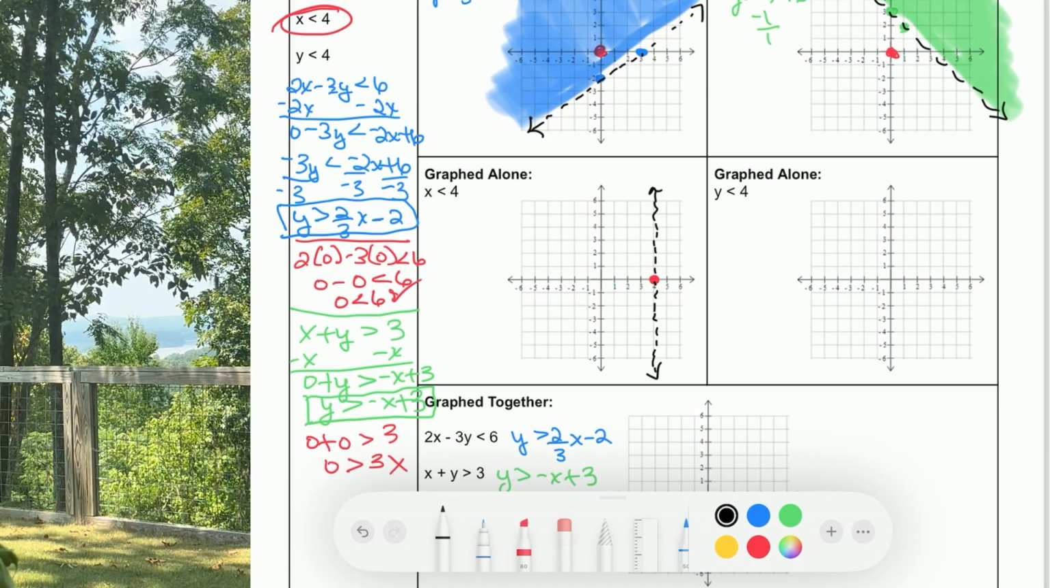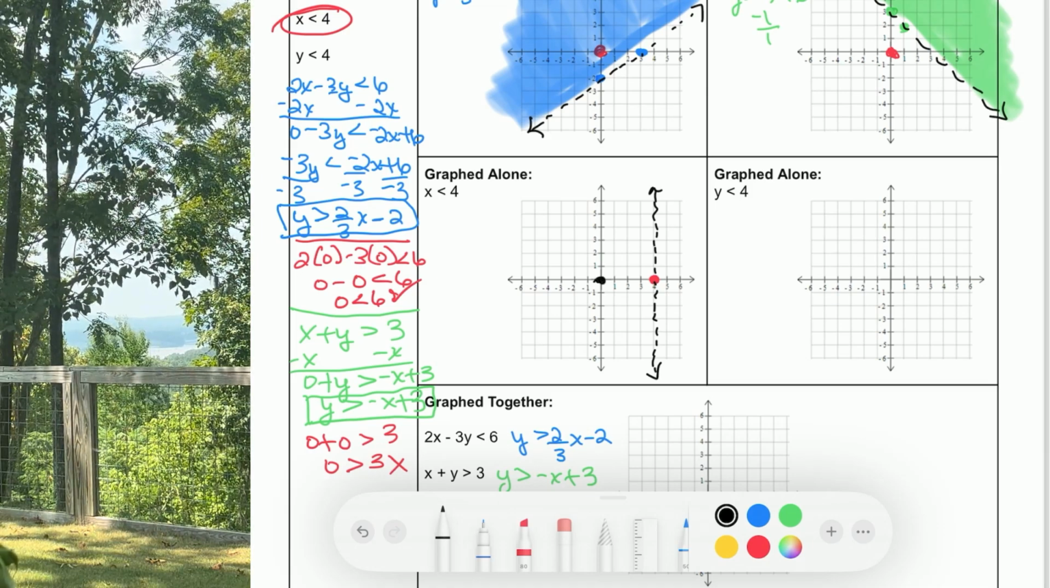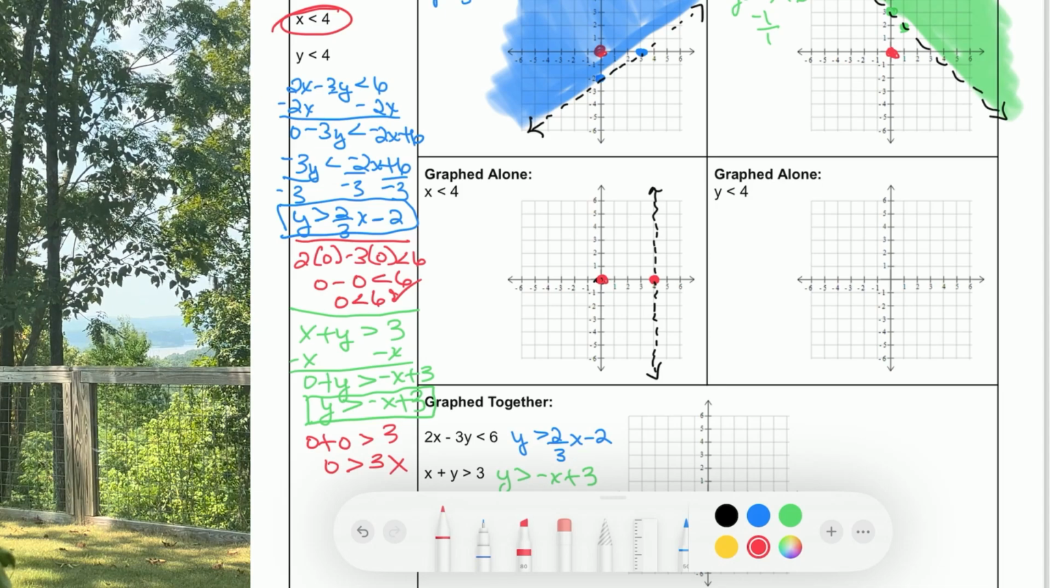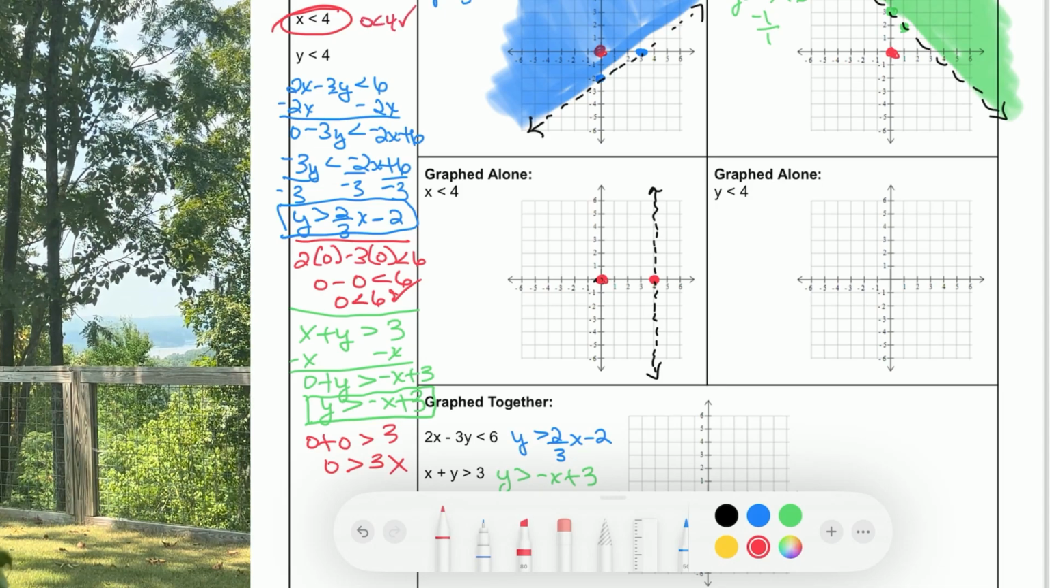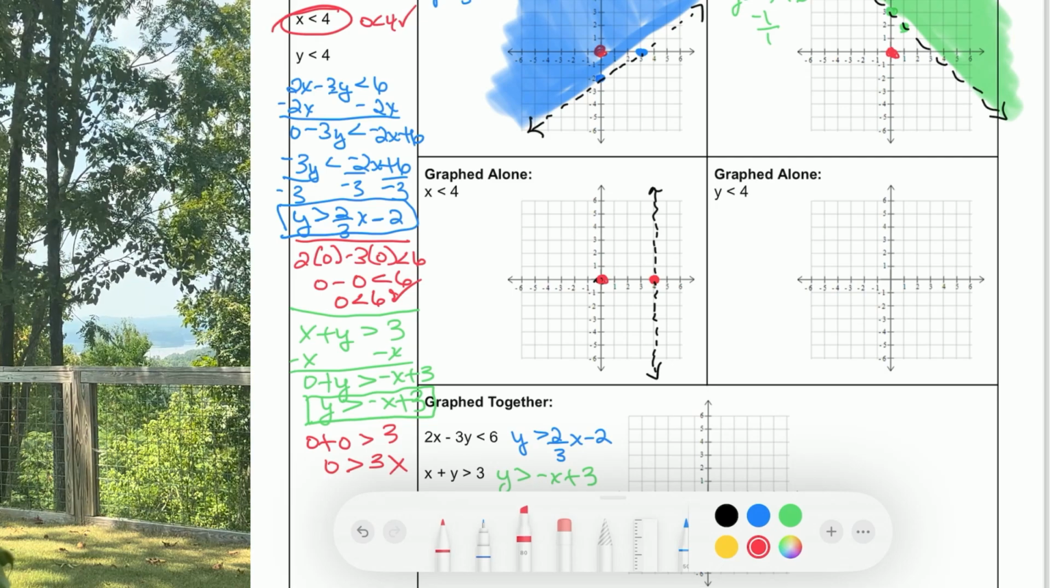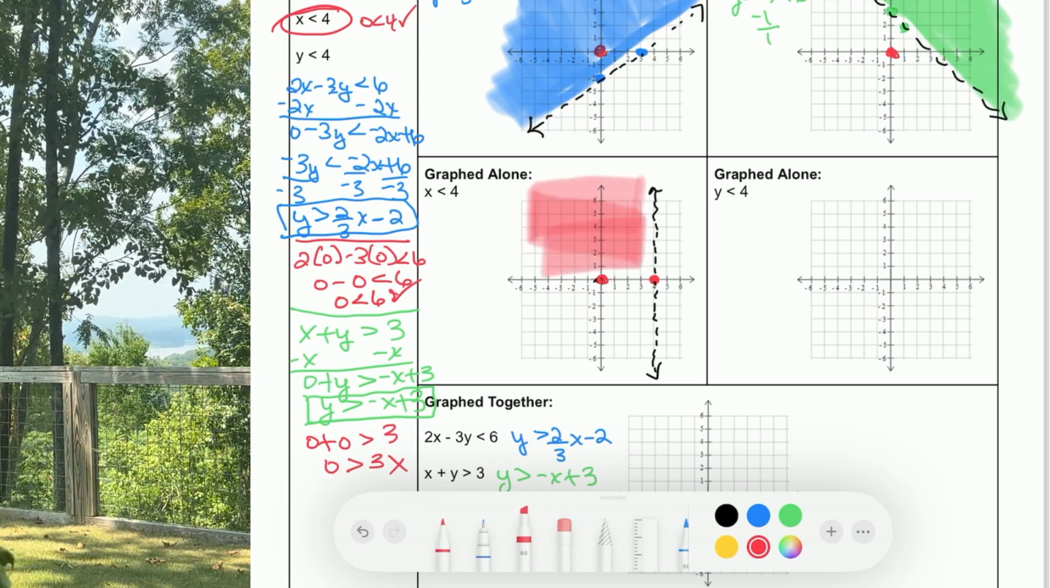And then we need to figure out where our shading is going to go. And we can use our origin. So if I say 0 is less than 4, that's true. So my shading is going to go on this side for this particular graph.